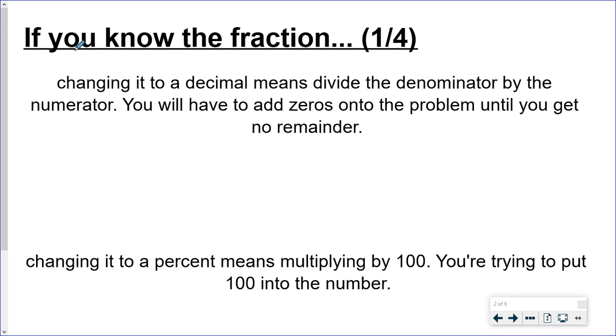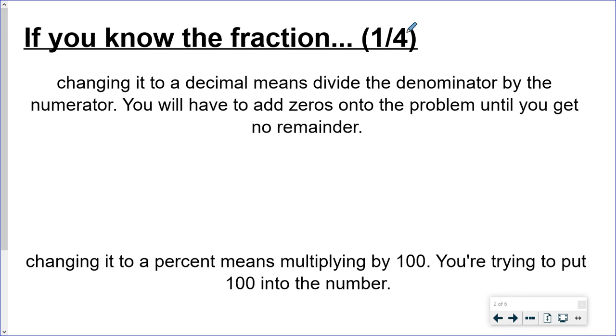So this is a little bit of a clue for you. I think this helps me out too. I don't necessarily know that it mentions this in the book, so I thought this would be helpful for you. If you know what the fraction is, let's say, for example, I've got 1/4 as my fraction. Changing it to a decimal means you have to divide the numerator by the denominator, which means you may have to add zeros into your problem in order to get no remainder whatsoever.